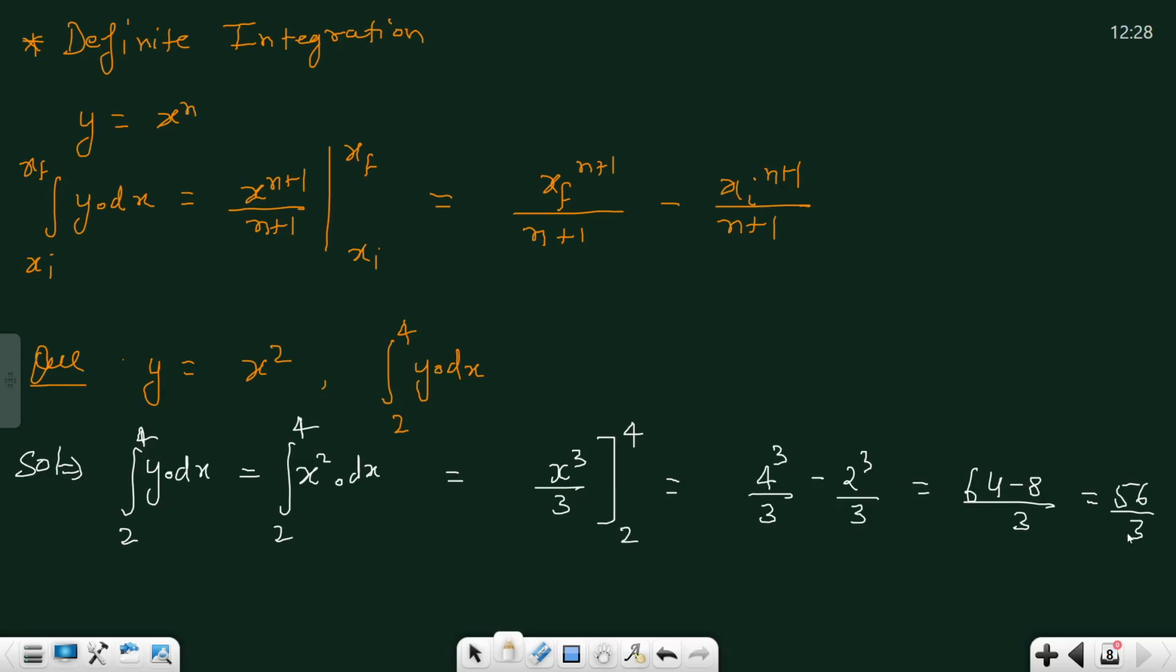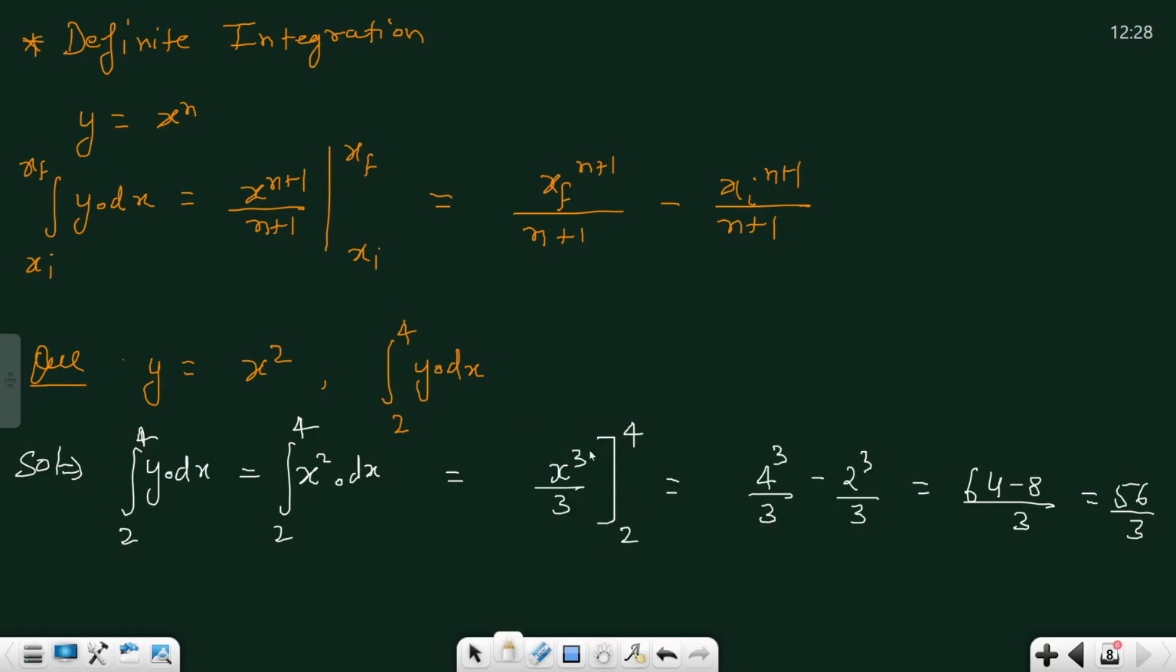Sir, can you please explain from x raised to 3 upon 3 and the bracket 4 and 2? The bracket 4 and 2 is for putting the limit in the value of x. After integration of x square you will get x cube by 3. Because x raised to 2, you have to raise the power by 1, then 2 plus 1 it will be 3 and you have to divide it by 3. So this bracket is just to put the limit.